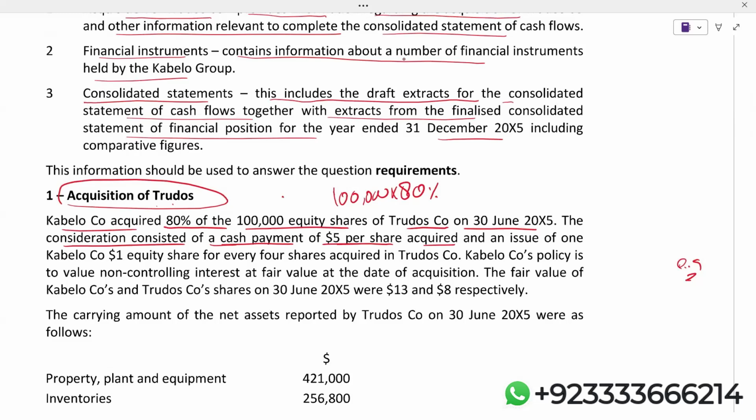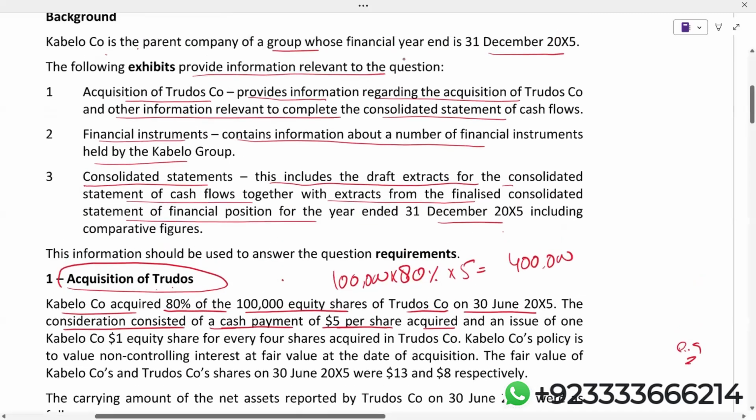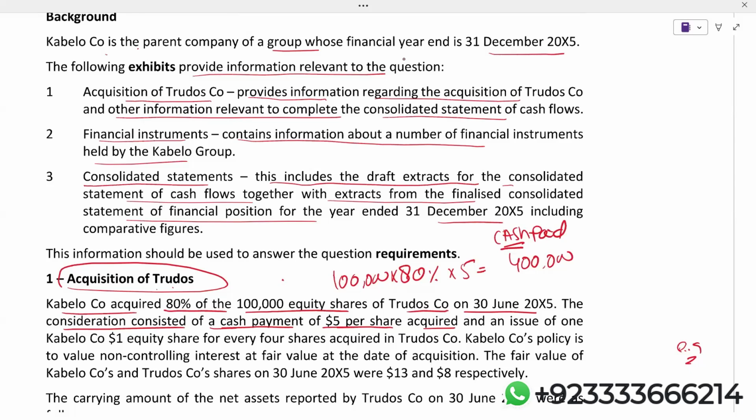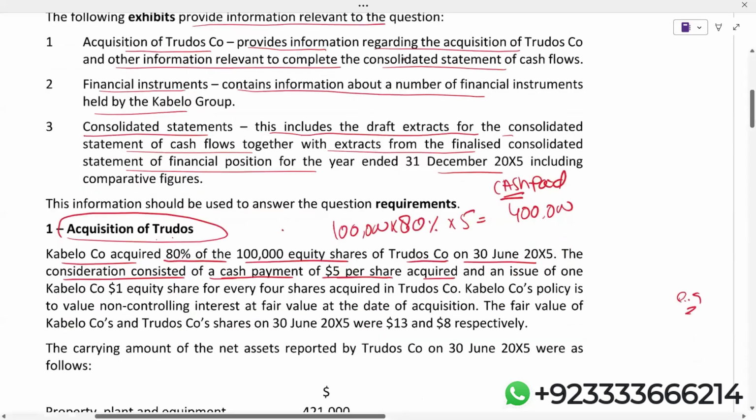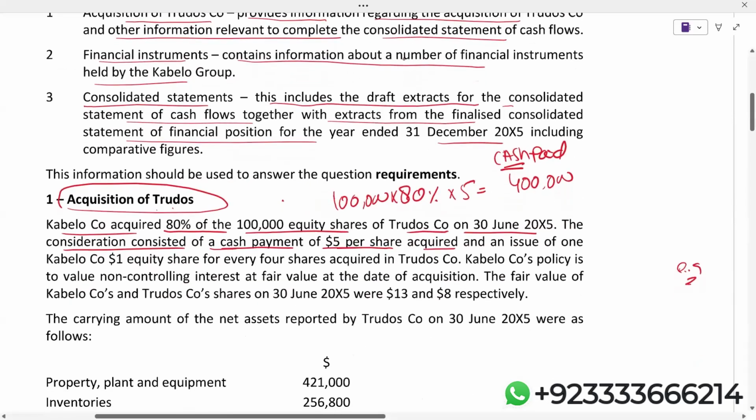We paid $5 per share. So it means cash paid by the parent is 4 lakh. Of course, while acquiring a subsidiary, if you are paying cash, that is your outflow. But you also have to consider whether you have any cash balance in your subsidiary. That will be netted off from this amount.